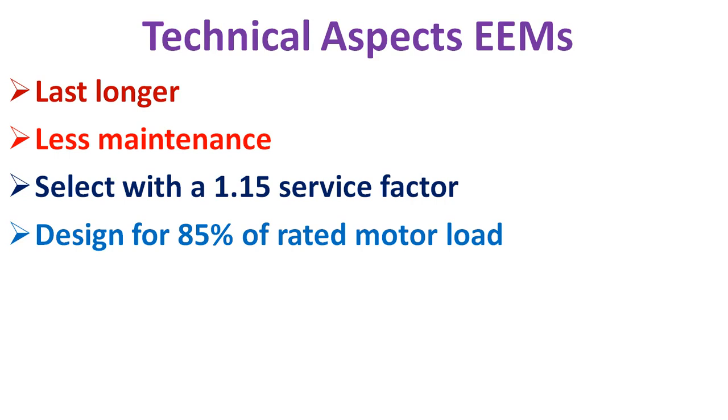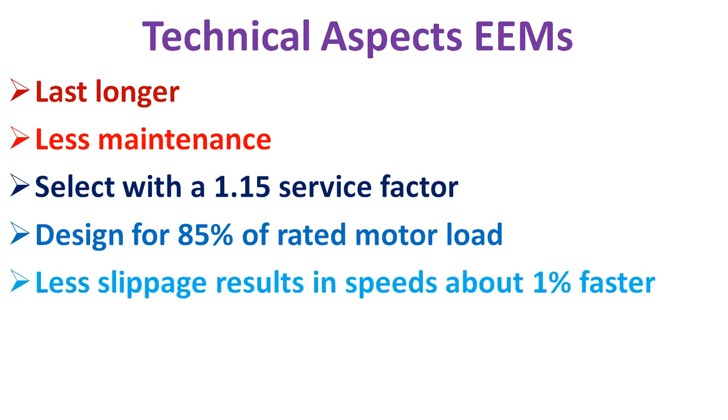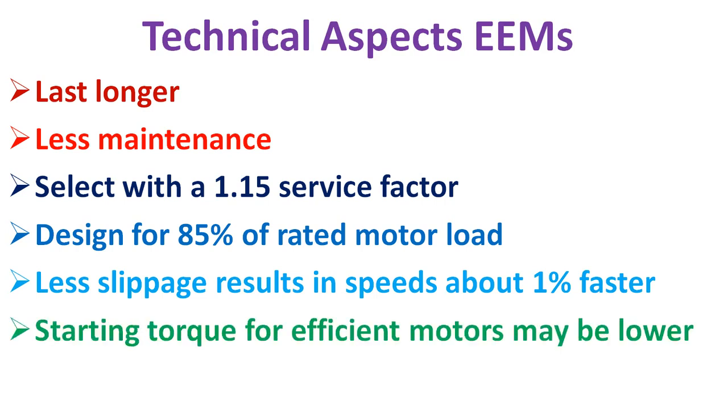Electrical power problems, especially poor incoming power quality, can affect the operation of energy-efficient motors. Speed control is crucial in some applications. In polyphase induction motors, slip is a measure of motor winding losses. The lower the slip, the higher the efficiency. Less slippage in energy-efficient motors results in speeds about 1% faster than in standard counterparts. Starting torque for energy-efficient motors may be lower than for standard motors. Facility managers should be careful when applying efficient motors to high torque applications.